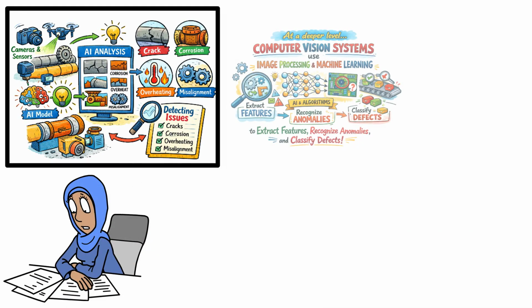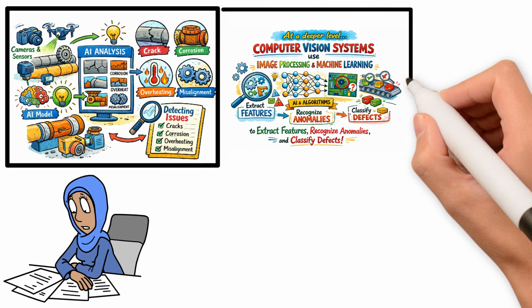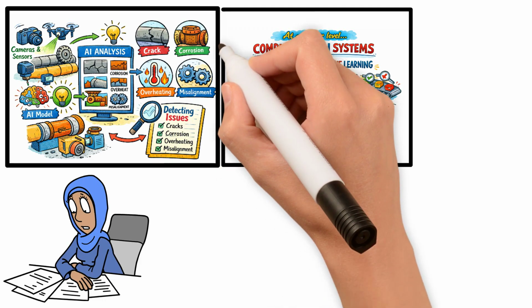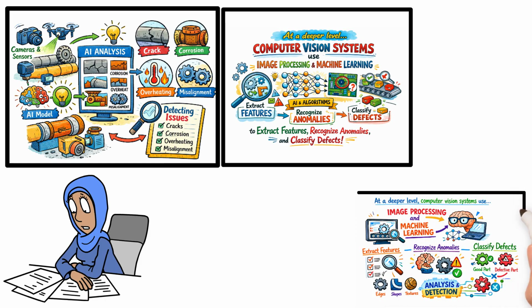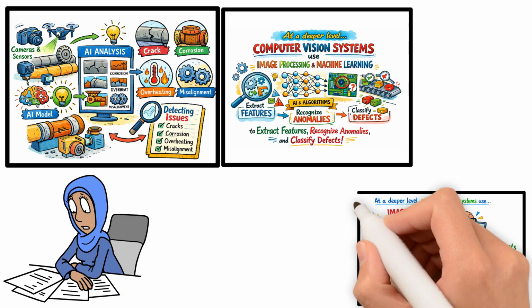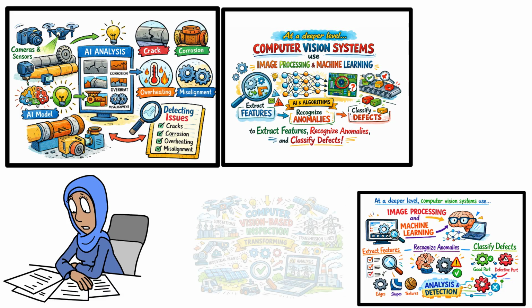At a deeper level, computer vision systems use image processing and machine learning to extract features, recognize anomalies, and classify defects. When combined with tools like thermal cameras, drones, or fixed monitoring systems, these models can continuously monitor electrical assets and flag potential failures in real time instead of waiting for scheduled inspections.